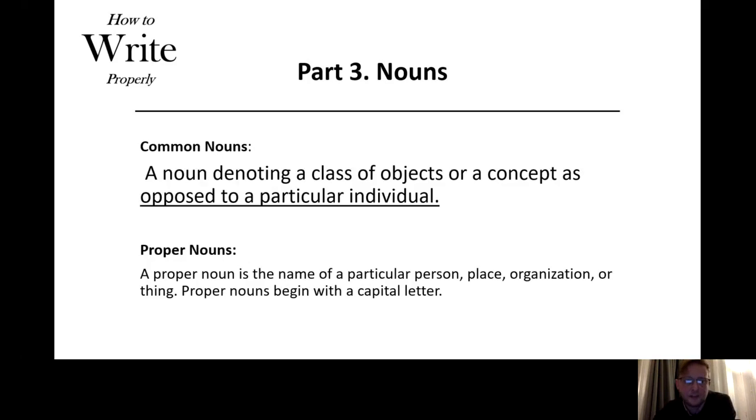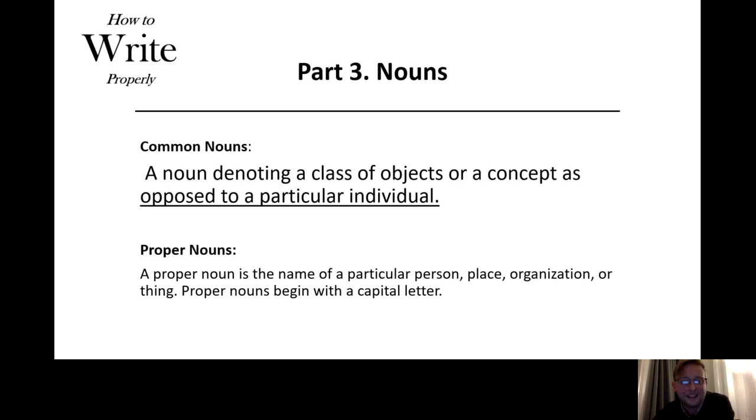Two different types of noun, a common noun or a proper noun. There's actually quite a few different types of noun, but basically, for the purposes of today, they can be grouped up into these two different types, a common noun and a proper noun. So a common noun, a noun denoting a class of objects or a concept as opposed to a particular individual. So these are the names for things that aren't specifically a person or an organization or a thing. So common nouns is just the name for stuff, basically, nondescript stuff.